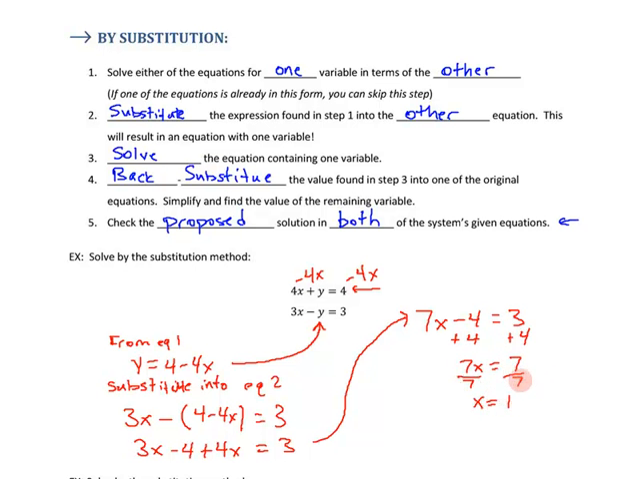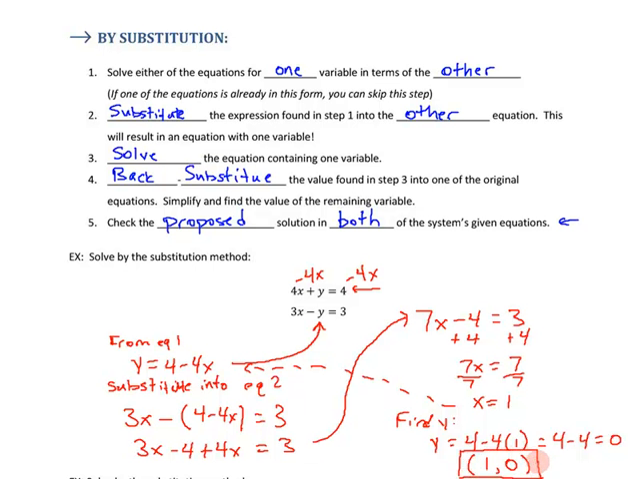Now we're not done, because we've only found one variable. To find the other variable, I'm going to plug back into the equation right there. Right? Find y. That means y is equal to 4 minus 4 times 1, or 4 minus 4 equals 0. So the solution is 1 for x and 0 for y. And since we already know how to check that, I'm going to leave that to you to double check, but that is the final answer.